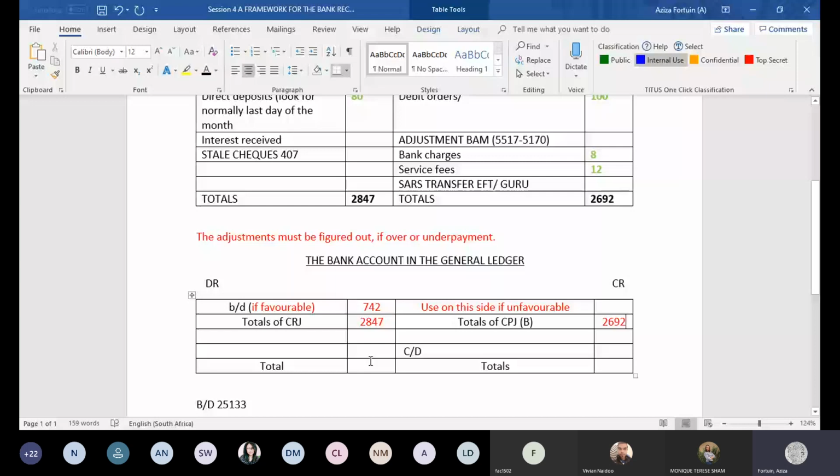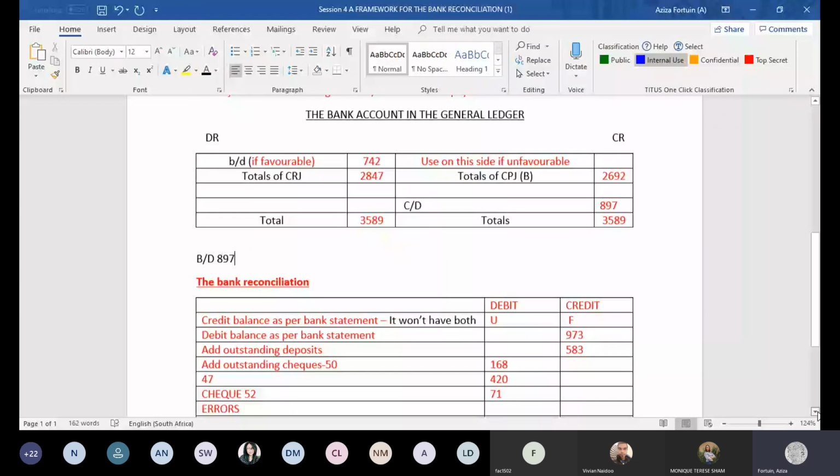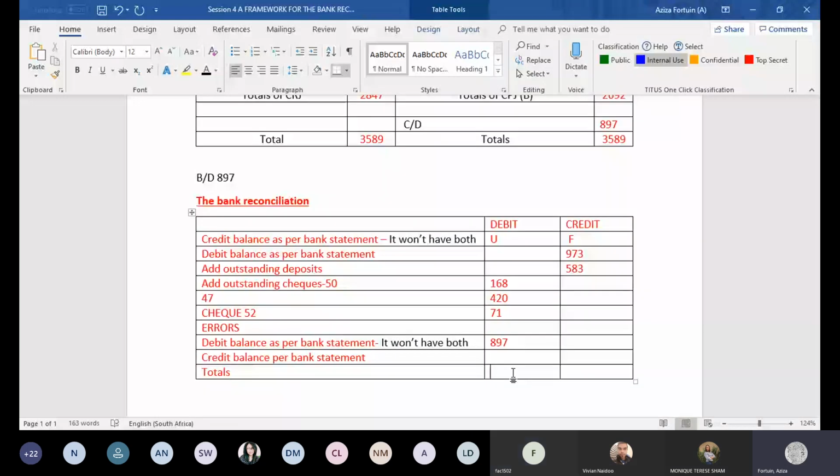And where do I take that to? 897, debit side for the next. Okay. If we calculate the 168, the 420, 71, and 897, what do I get? $1,556. Okay. 1556, and on this side, 1556.